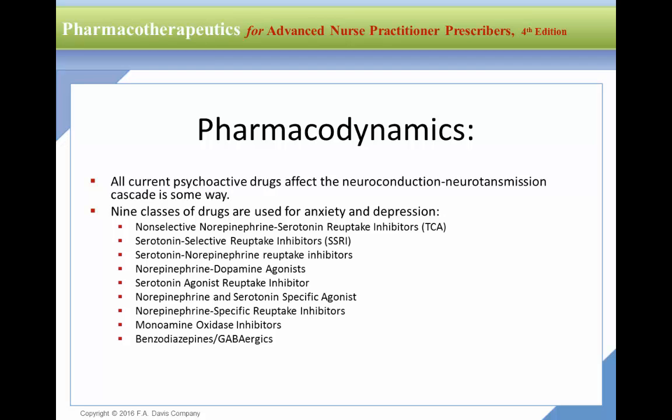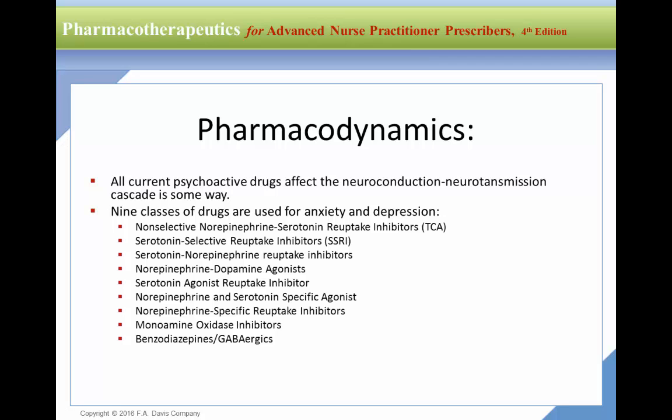Now let's go over the categories of the treatment of anxiety and depression. We will discuss the non-selective norepinephrine serotonin reuptake inhibitors, which are the TCAs, not commonly used. Basically, they are the second line after the selective serotonin reuptake inhibitors. And at the end, monoamine oxidase inhibitors, only when the patient is refractory to all of the above. We will also discuss the GABAergic receptor enhancers, which are the benzodiazepines for anxiety.